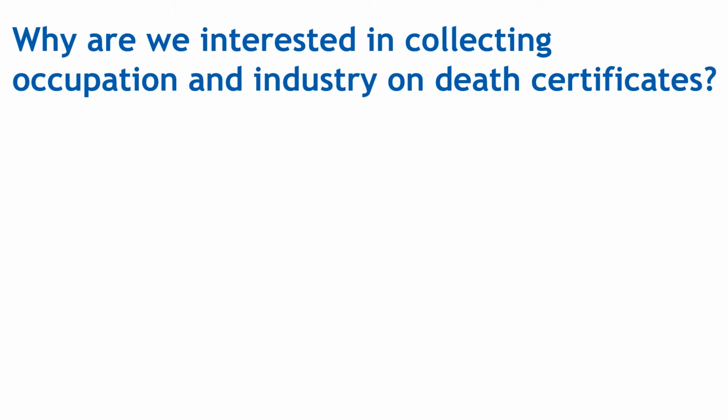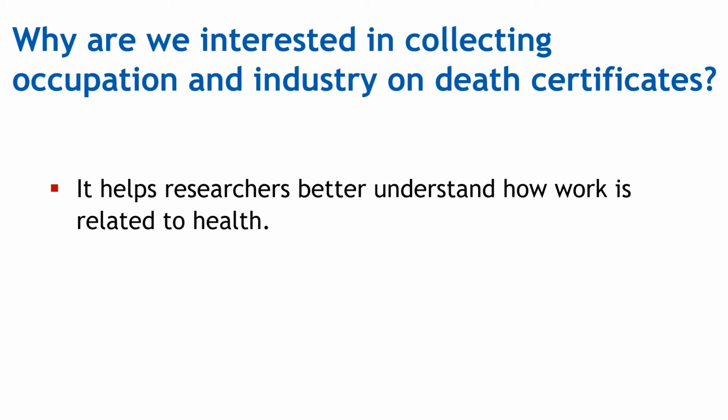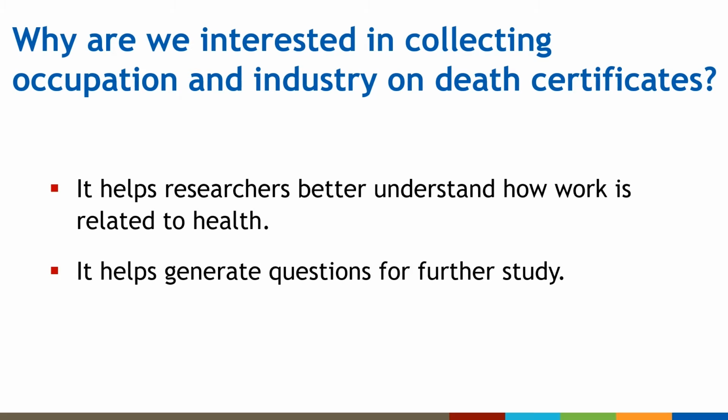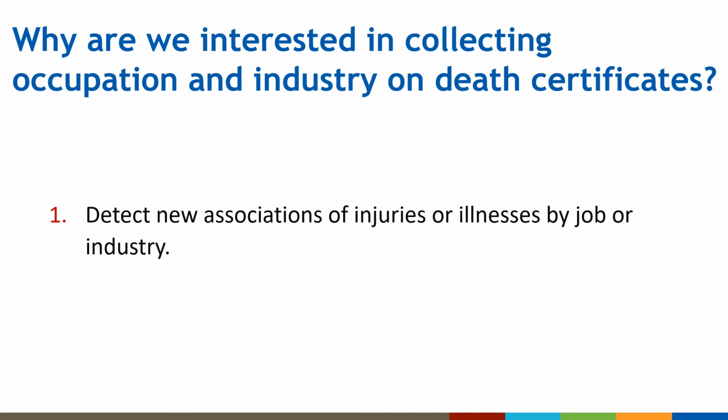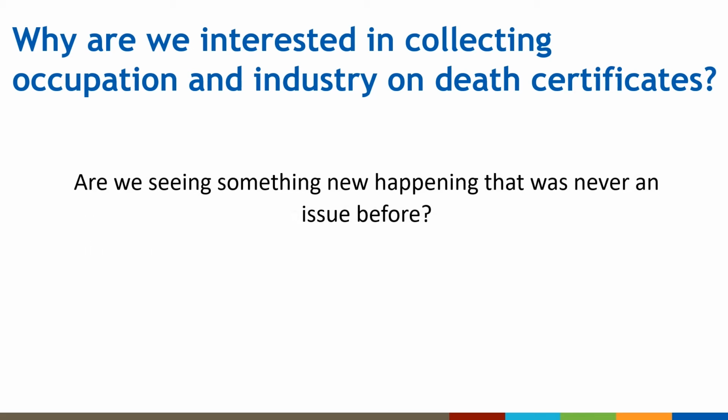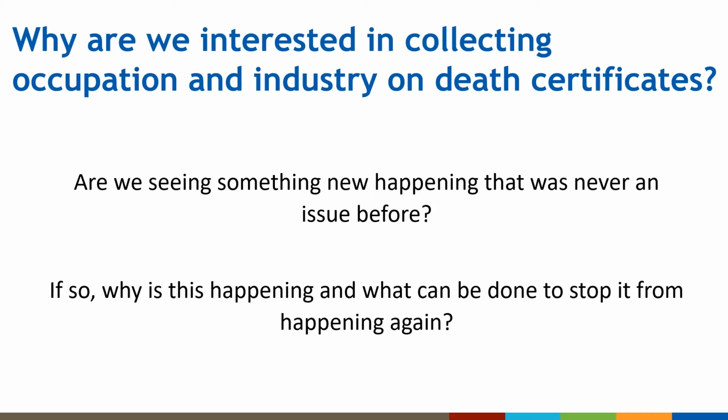Why are we interested in collecting occupation and industry as part of death certificates? Good industry and occupation data can help researchers better understand how work is related to health. Ongoing surveillance using death certificates can also generate questions for further study. One important reason for collecting this information is to detect new associations. Are we seeing something new happening that was never an issue before? And if so, why is this happening and what can be done to stop it from happening again?